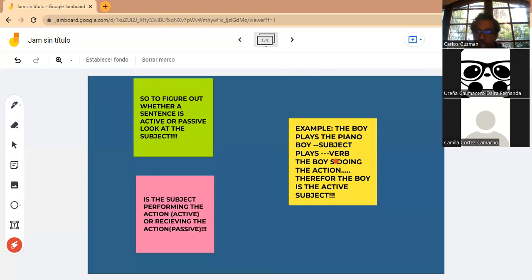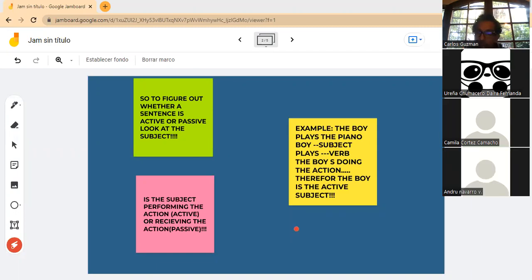Okay, so it says examples. Another example: the boy plays the piano. Boy is the subject, plays is the verb, right? The boy is doing the action, therefore the boy is the active subject.